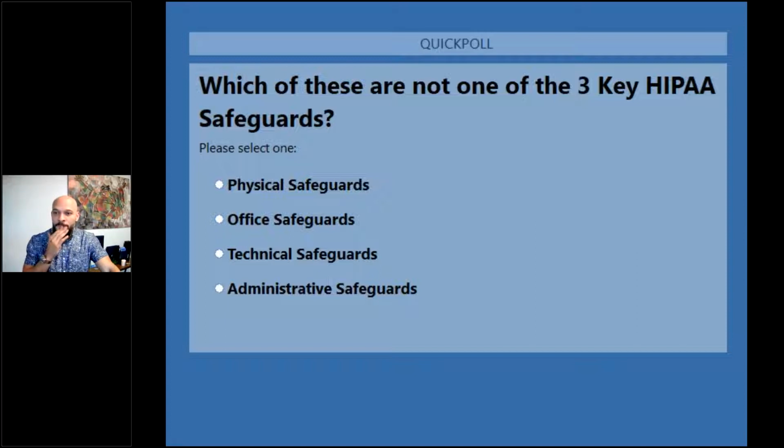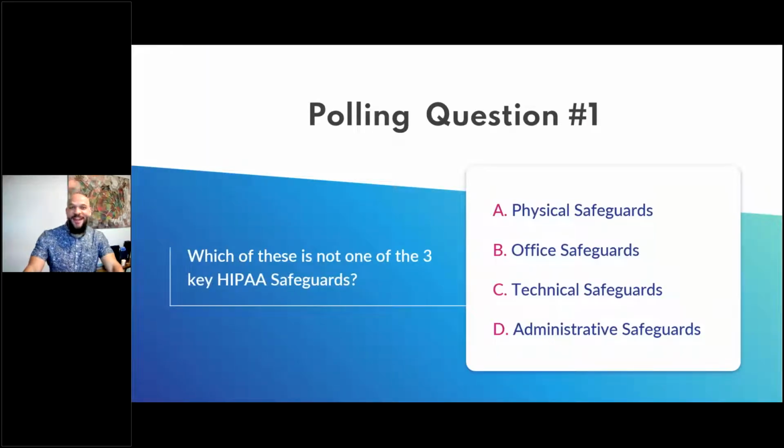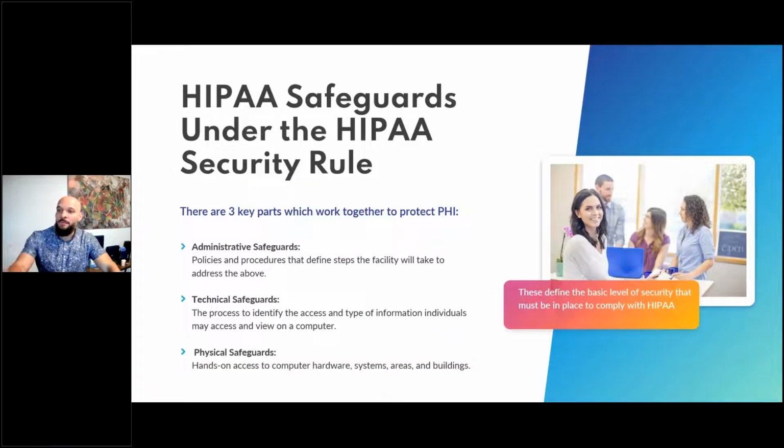It looks like 69% said office safeguards, 18% said physical, 11% said administrative, and 4% said technical. All right, well, it sounds like the majority of folks have gotten it right. Yes, the one that is not one of the safeguards is office safeguards. These multiple choice questions, they like to trick you. Physical, I'm going to go back to the last slide. Administrative, technical, physical.